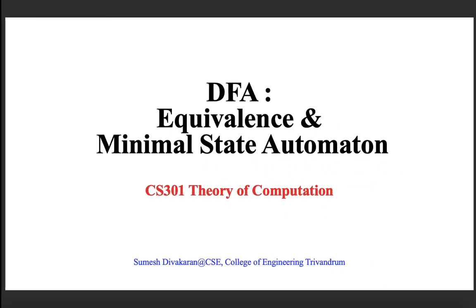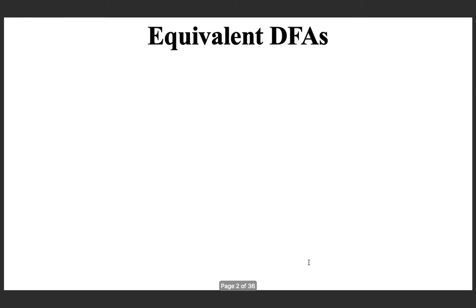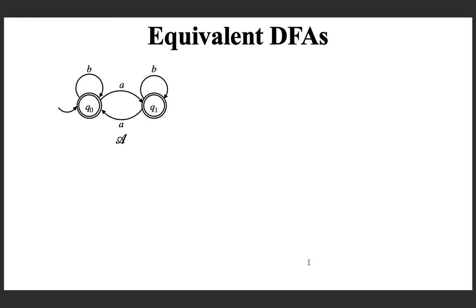for a given regular language. So what is DFA equivalence and a minimal state automaton, that is the topic for today. So we can start with some examples. So here is a DFA given. A is a DFA, and the question is what language is accepted by A.